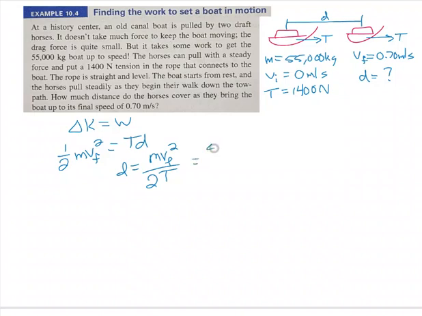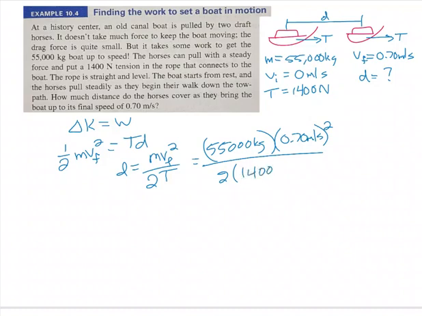So M, 55,000 kilograms. V final, 0.70 meters per second. This is squared. Divide by 2 times the tension in the rope, 1,400 newtons.